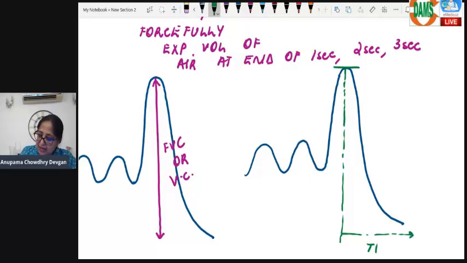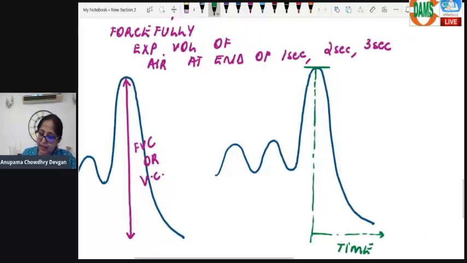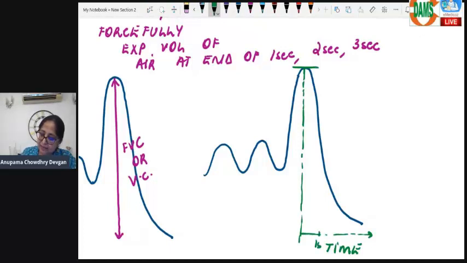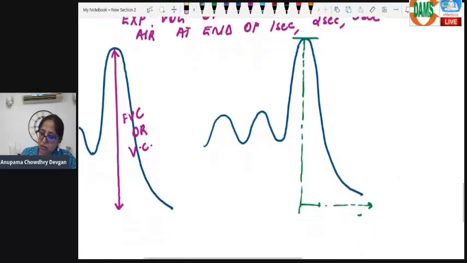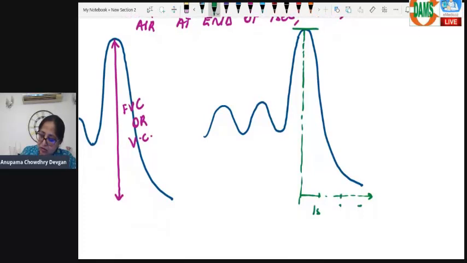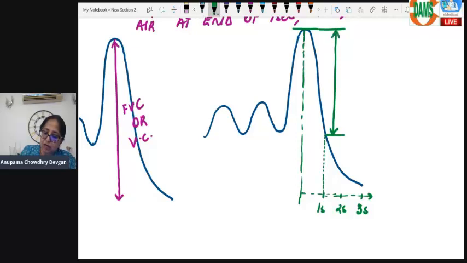So time is on the x-axis, on the horizontal axis. Let's say this is 1 second, this is 2 seconds, this is 3 seconds. Now what is FEV1? FEV1, like I said, is the forcefully expired volume of air at the end of 1 second. So we will extrapolate this 1 second and measure. This is known as FEV1.